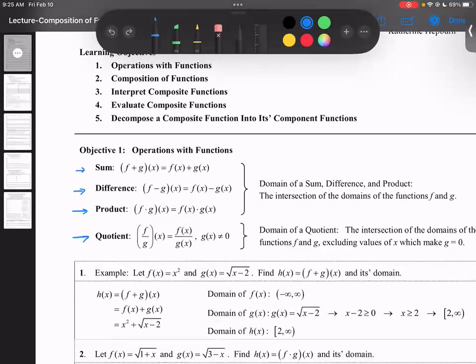For the product, same thing. For the quotient, all you have to watch out for is that as long as g of x is not equal to 0, we're okay. So these four are called combining the functions. So you have two, you combine them into one. It is different from composite function.